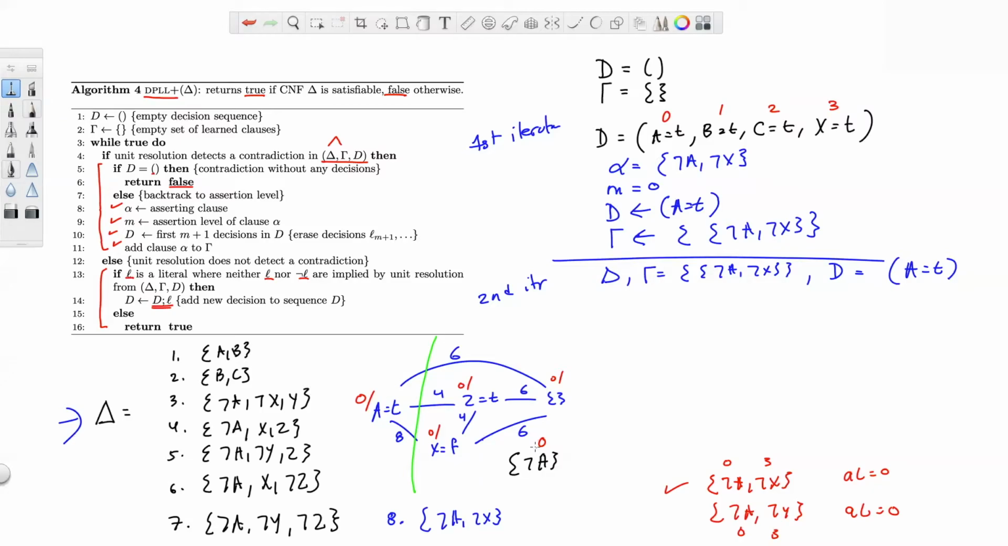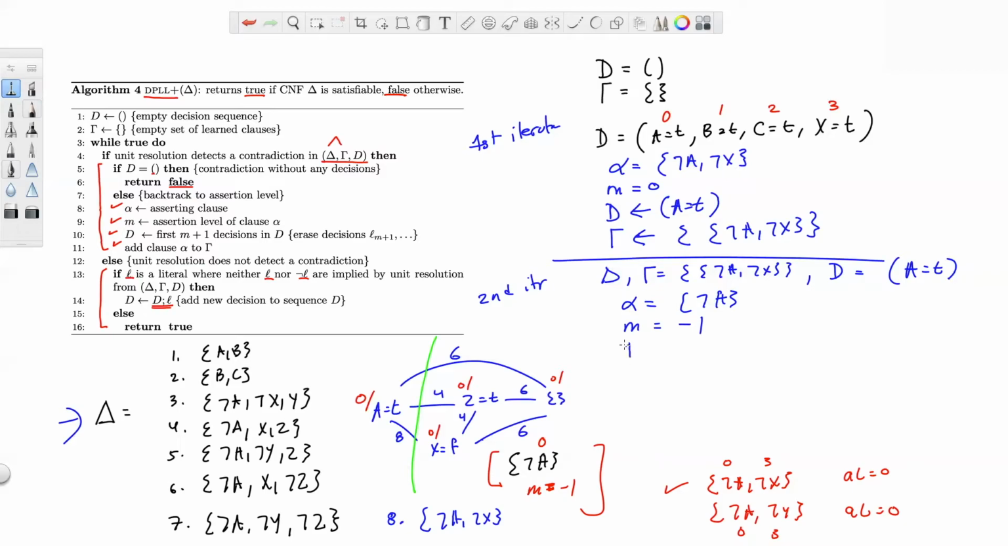That is true. The technicality here is that if I want to run this, I need to know the assertion level. In general, we said it would be the second highest level, but when you have a unit clause there is no second highest. So by definition the assertion level is -1, and you'll see it works nicely with the code. Let's keep going. Our alpha is the unit clause not A, and our assertion level is -1.